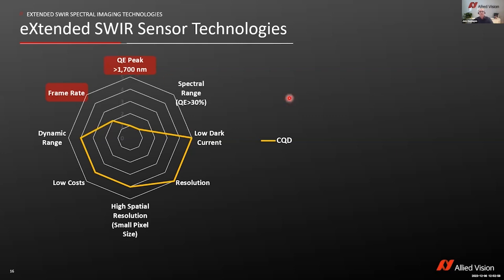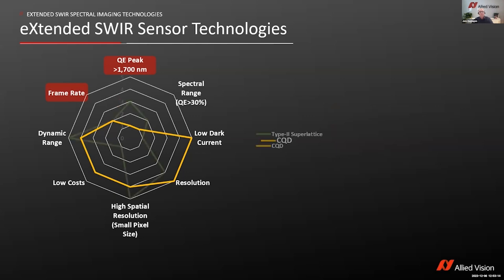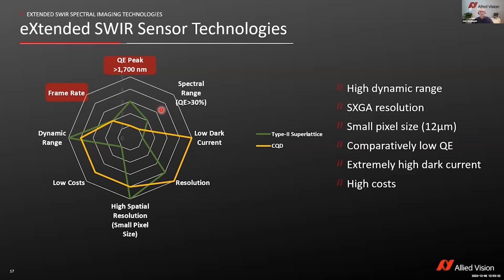At first, I picked here the colloidal quantum dot sensor-based camera. As you can see, its quantum efficiency and frame rate is not very high, whereas it scores with lower cost, lower dark current, and high resolution of 2 megapixel. The next camera is equipped with a Type 2 superlattice sensor, and this camera has a high dynamic range, as well as the smallest pixel size at SXGA resolution, but it also has comparatively low quantum efficiency and frame rates, as well as an extremely high dark current and high costs.